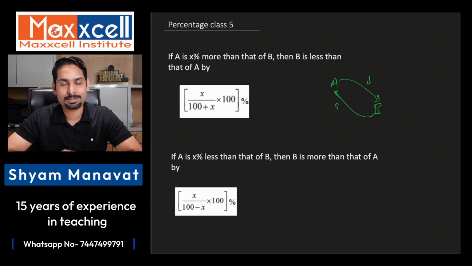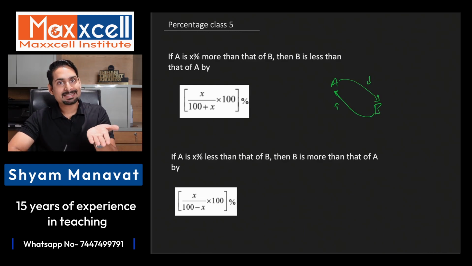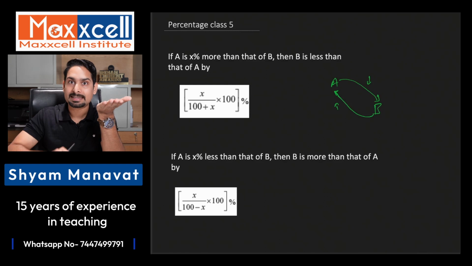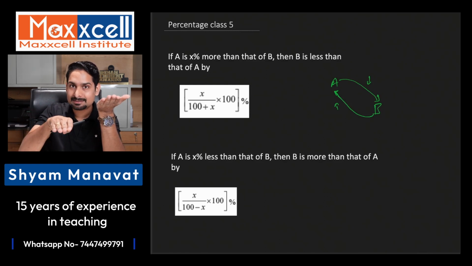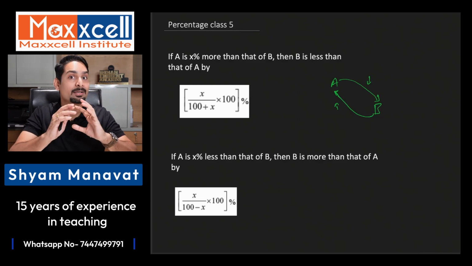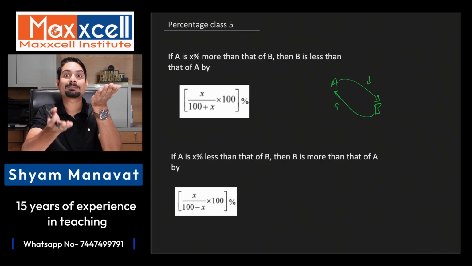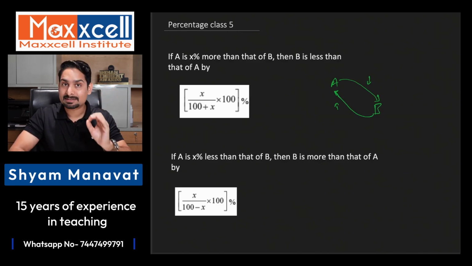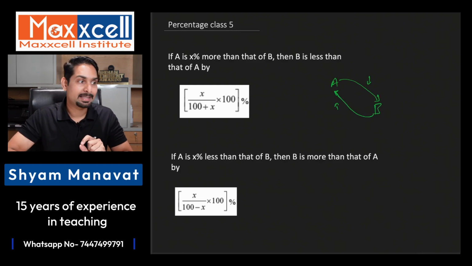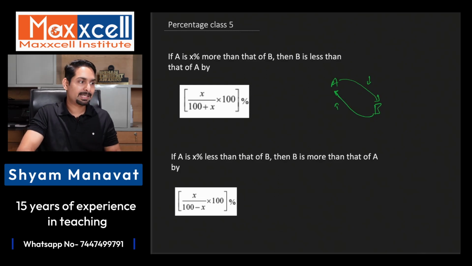Let me ask you this question: can I say if A is X% more, then B is X% less? Can we say that? You are correct, we cannot say that if A is X% more than B, then B is X% less than A. We have discussed in previous lectures that for the same set of numbers A and B, percentage increase is not equal to percentage decrease. I hope you remember this.